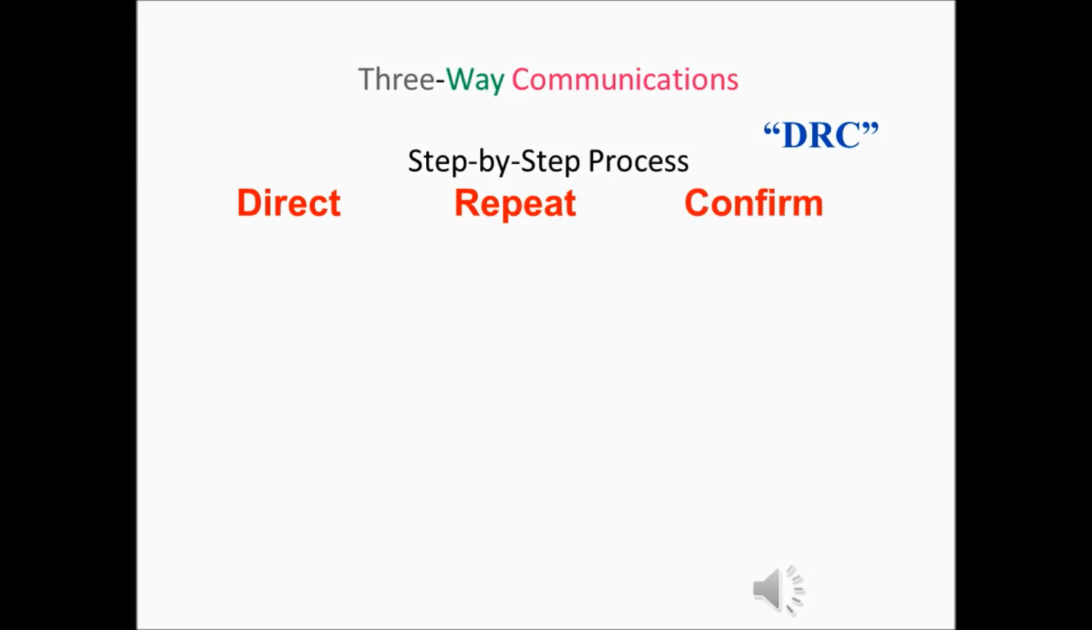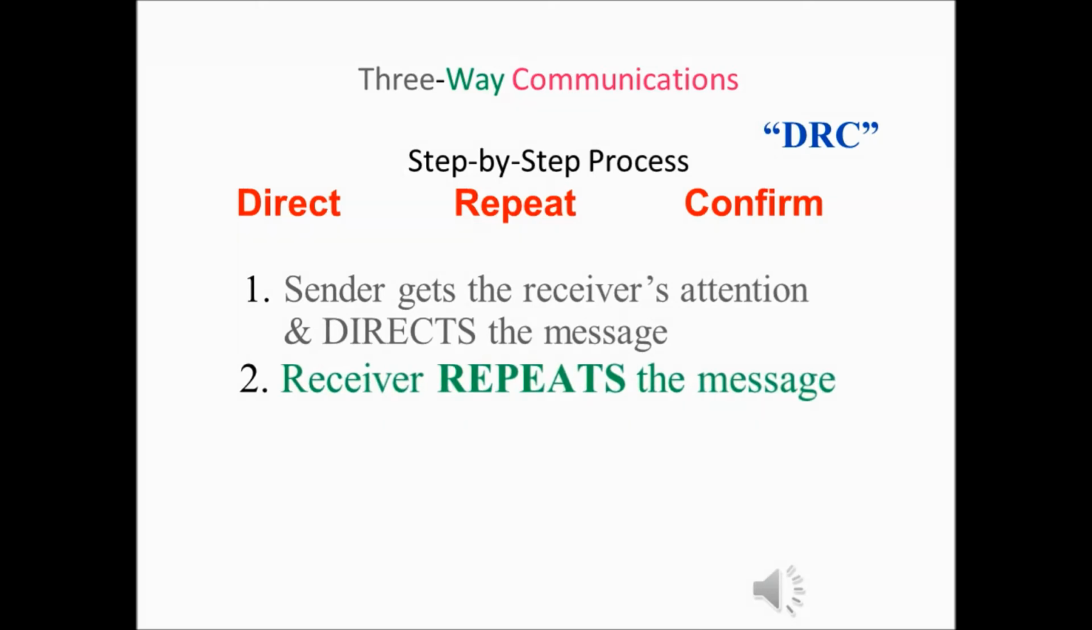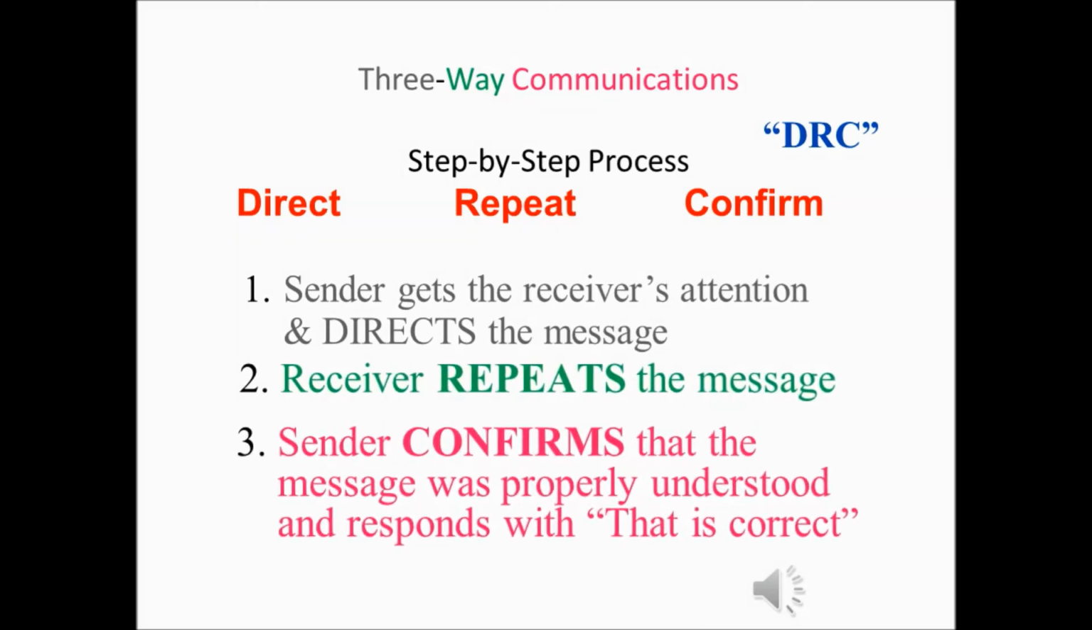It's a three-step process. Step 1. Sender gets the receiver's attention and directs the message. Step 2. Receiver repeats the message. Step 3. Sender confirms that the message was properly understood and responds with, "That is correct." Let's take a look at each step in detail.